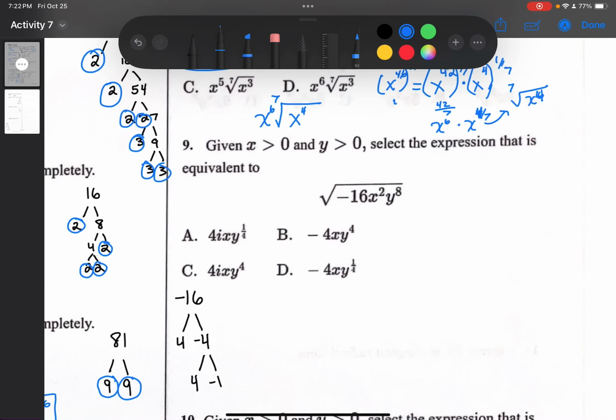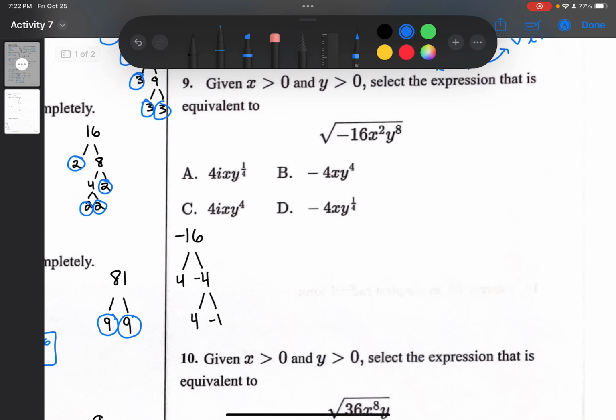Start with number 9. I already kind of did a factor tree here. We are trying to find what can make this negative 16. With this one, we should be finding that this is where we see a 4 times a 4 times a negative 1 can get us that negative 16. So, by splitting it up, we'll first split it up so we can kind of see the separation here.